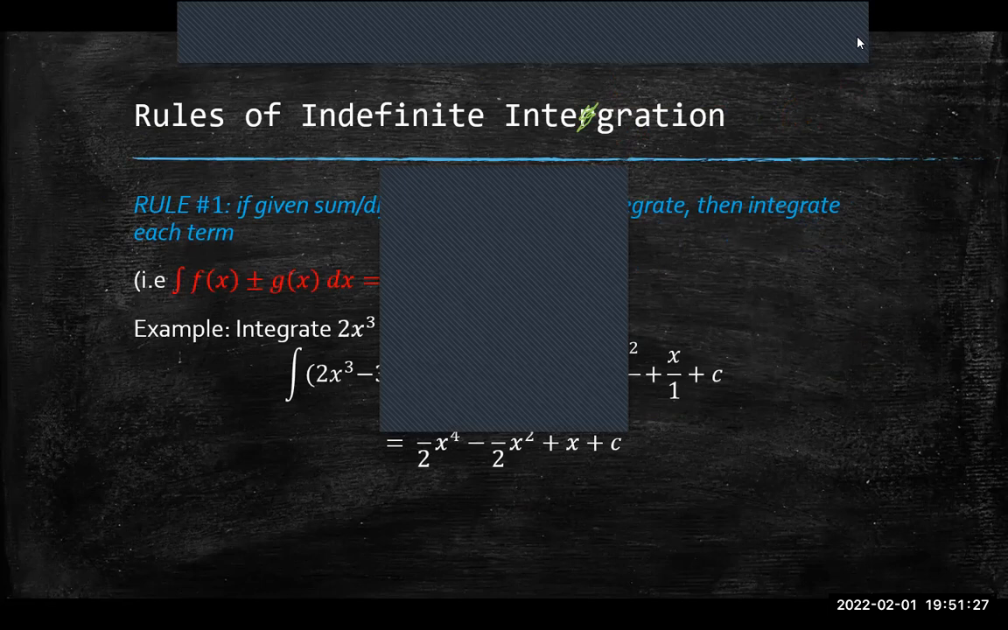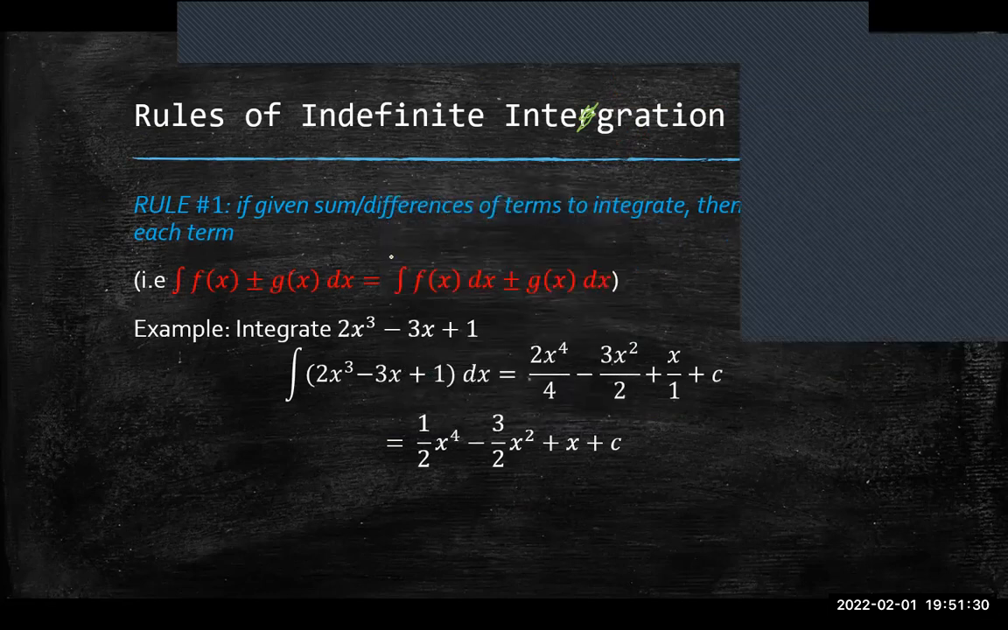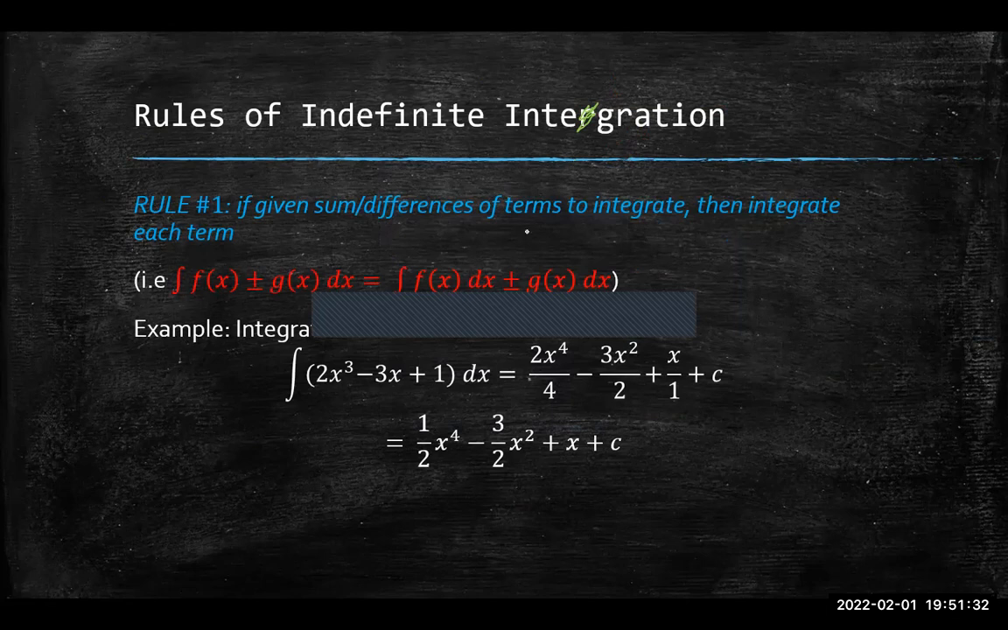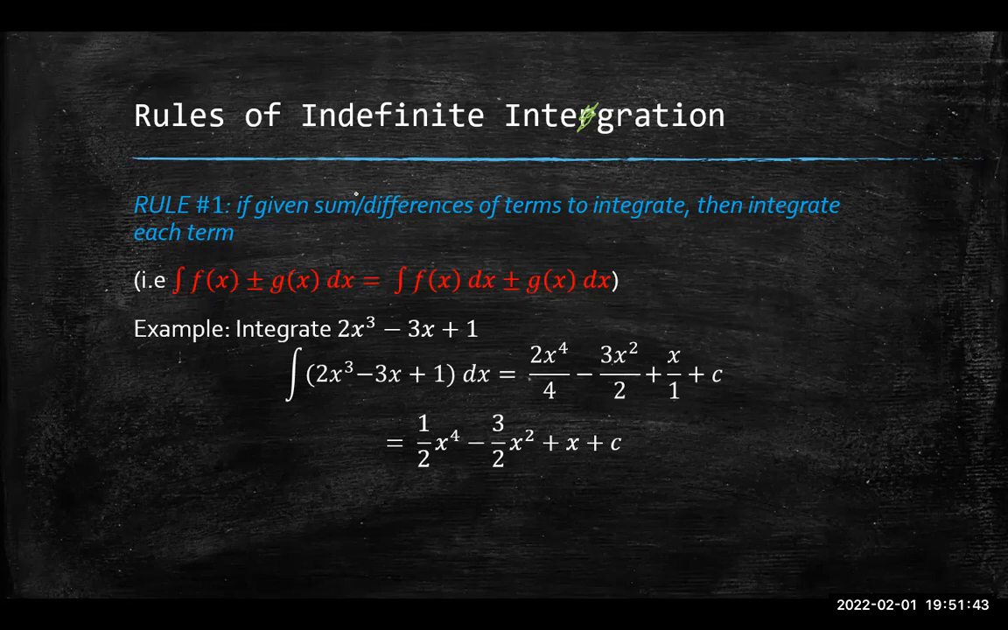Right. So remember I was telling you there's some rules that you need to know. Technically the one I just showed you was the first one. But excluding that, these are the other rules. Number 1, if you're given sums or differences of terms to integrate, then you have to integrate each term. You saw that when I did the example with 6x plus 1. So the integral of f of x plus or minus g of x dx is equal to the integral of f of x plus or minus the integral of g of x.